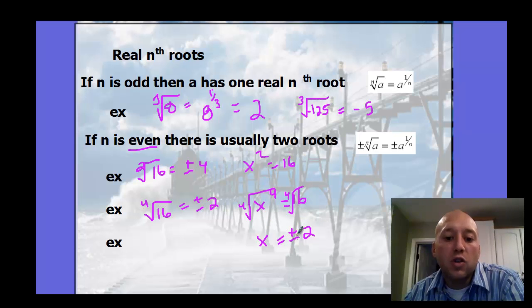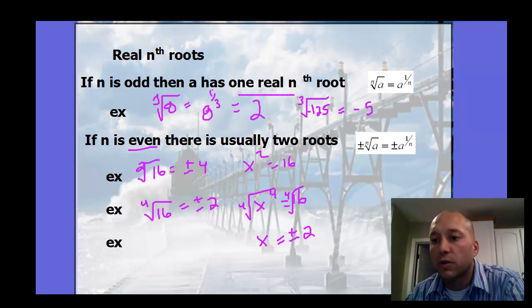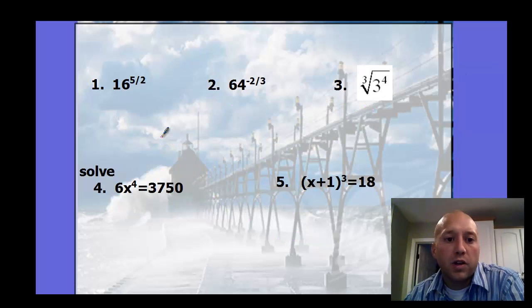Again, you get the plus or minus when you do an even root to both sides. If you do an odd root to both sides, you don't get the plus or minus. You get the single value, the one real root answer. And so here's some examples.